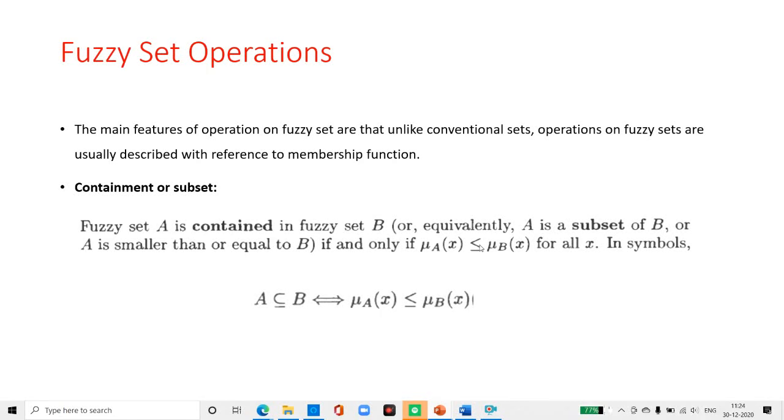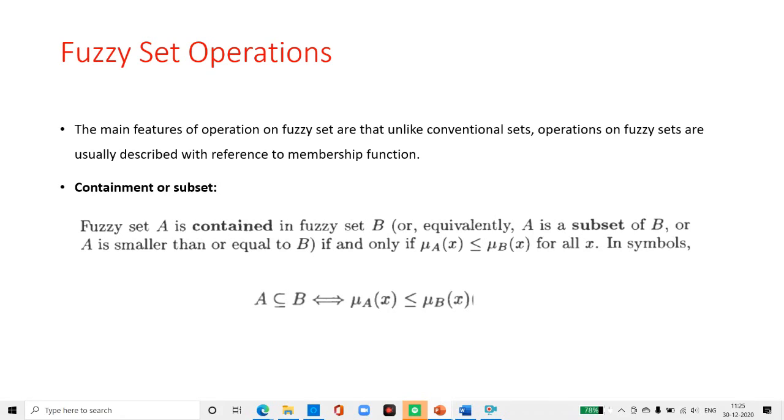If A is a subset of B, it means that A is smaller than B. So in that case, the membership function for set A is always less than or equal to the membership value for set B.